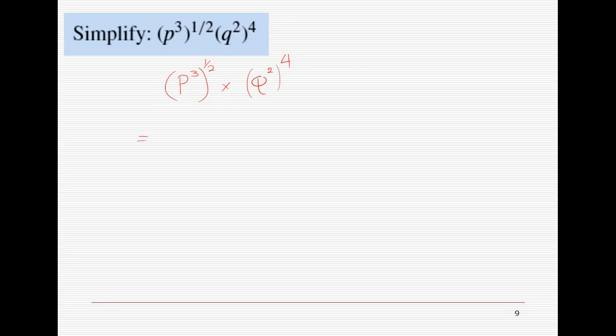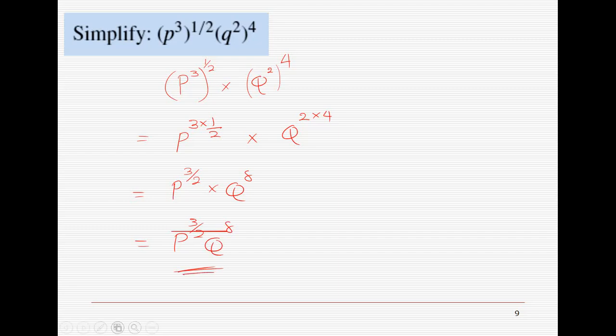So what we can do here is first take the p part. P is 3 times 1 half, the whole thing, times q to the power 2 times 4. So at the end of the day, what we get is p to the power 3 divided by 2 and q to the power 8. So we can finalize it as p to the power 3 divided by 2, q to the power 8.